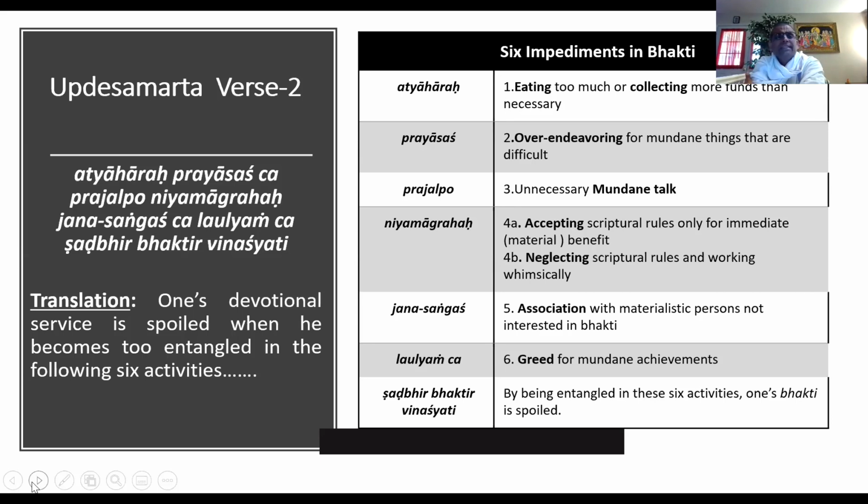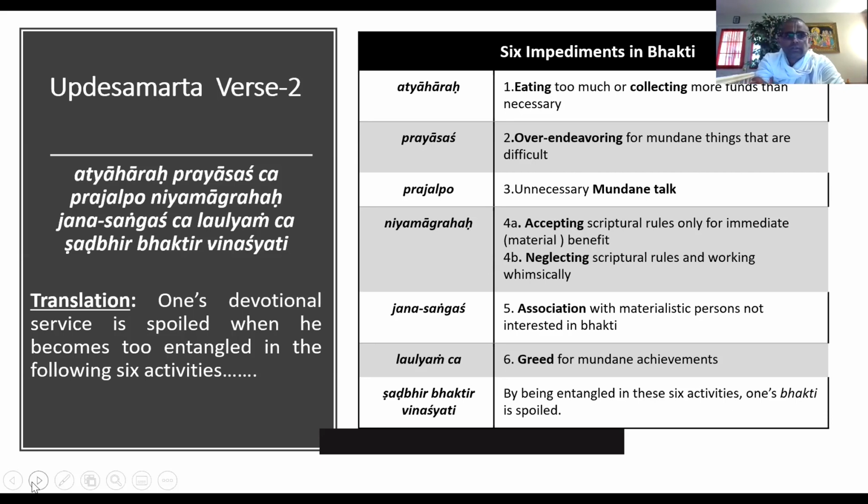So accepting something which is not for our self-realization is not recommended. At the same time, neglecting something which is necessary for our self-realization is also not recommended. So we have to have a good balance.